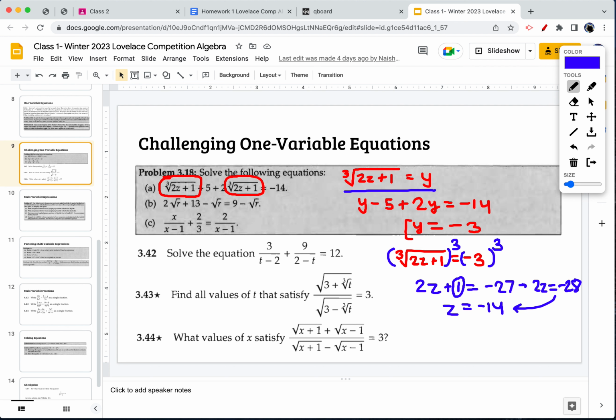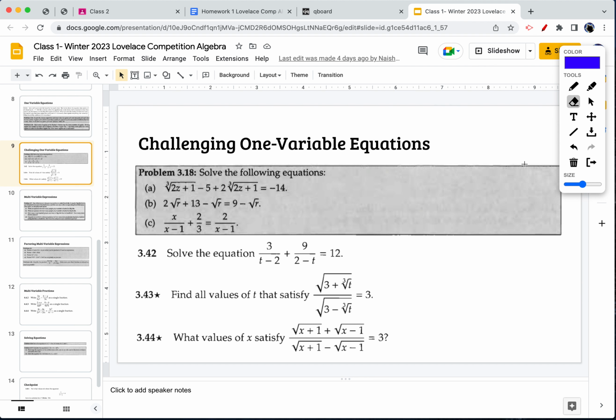So let me erase this. So does anyone have any questions on what we did here? Okay. So part B is basically the same thing, so I won't go over it. But instead this time you say root of r is equal to y, and you solve like that. And then part C, it also isn't very difficult.